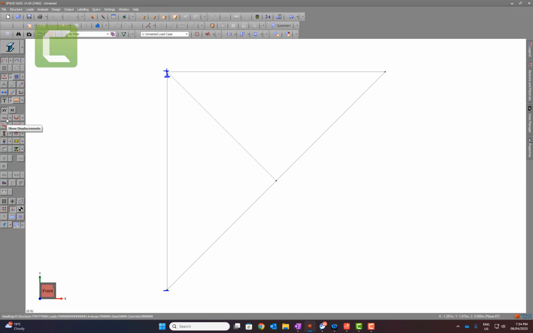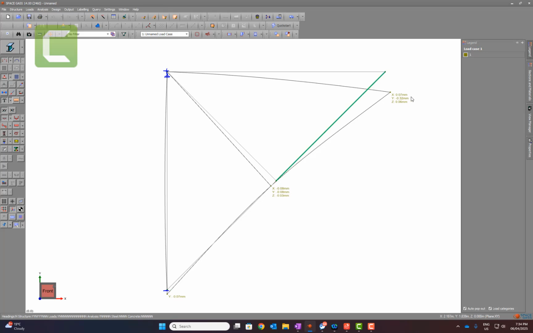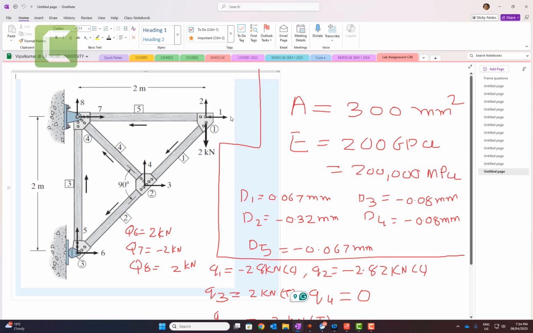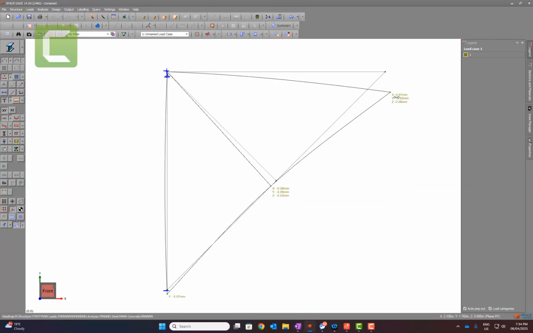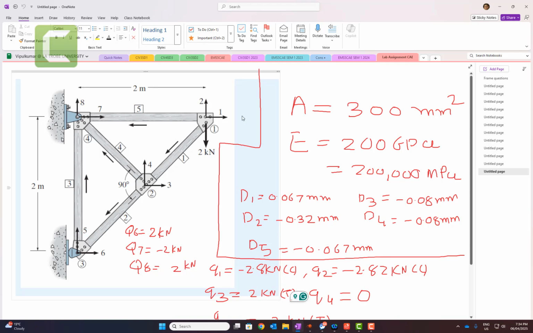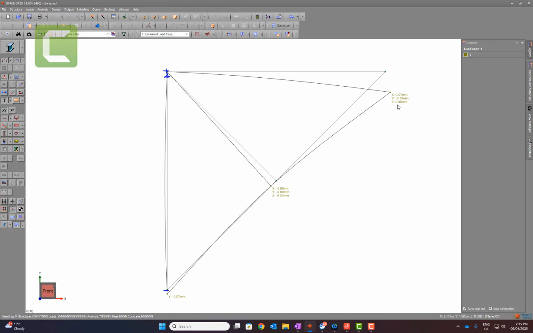Now we can verify the displacement. In the case of displacements, we have D1 0.07 positive, D1 0.07 positive. Perfect. Now we can compare D2, which is minus 0.08.